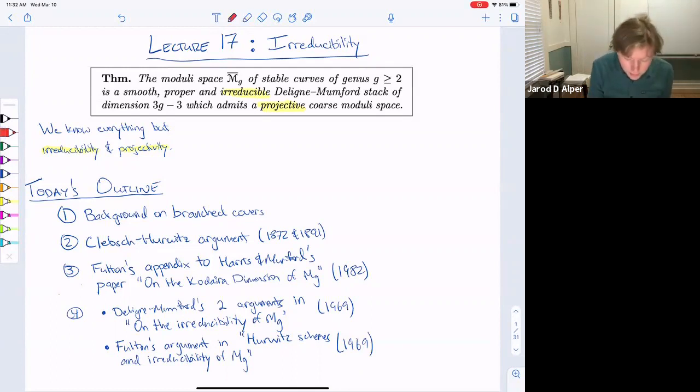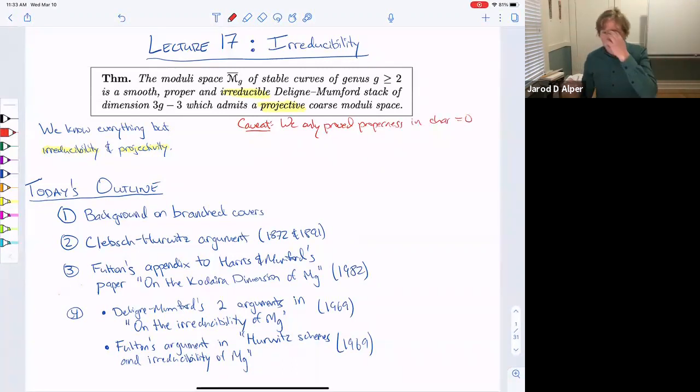And maybe this comes with a caveat that, at least for the properness, we only prove properness in characteristic 0. Right? It is true more generally. It's true over Z, and we'll actually use it.